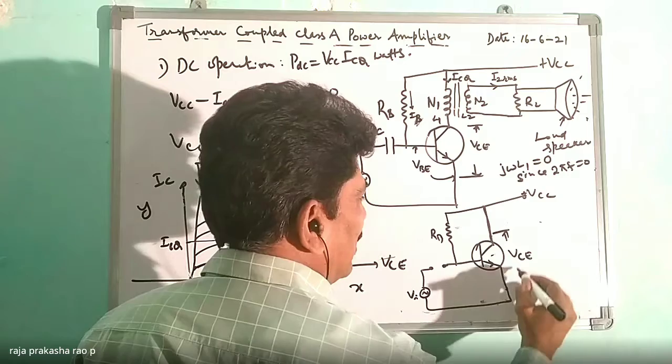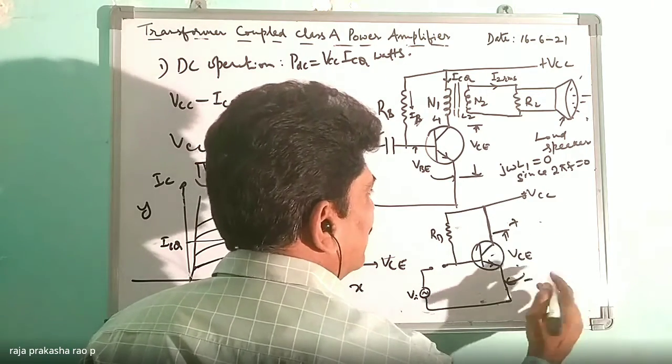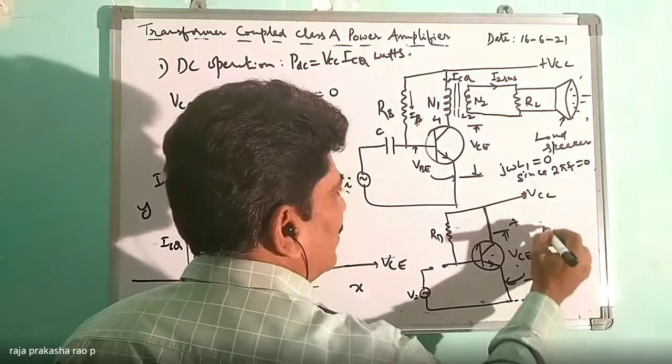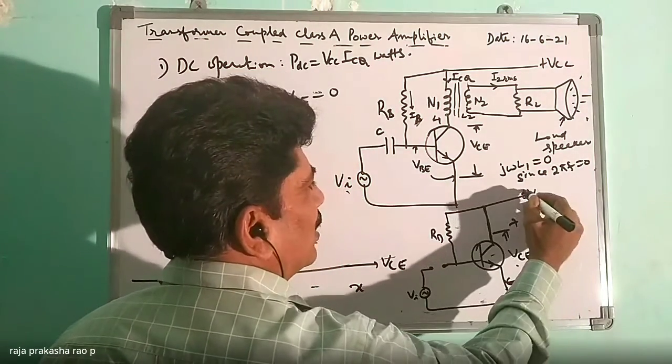VCE is the output voltage, plus and minus. Then apply KVL to this loop. Virtually you can connect this, because this is ground, and this positive can be connected.